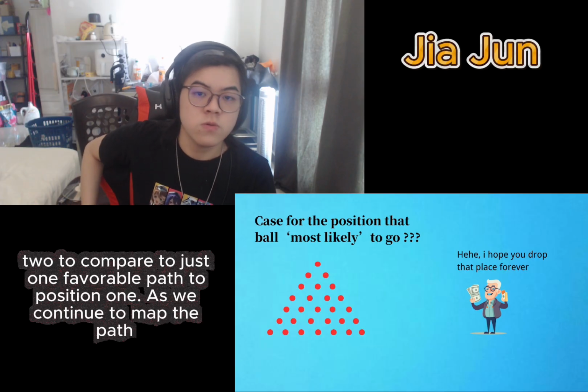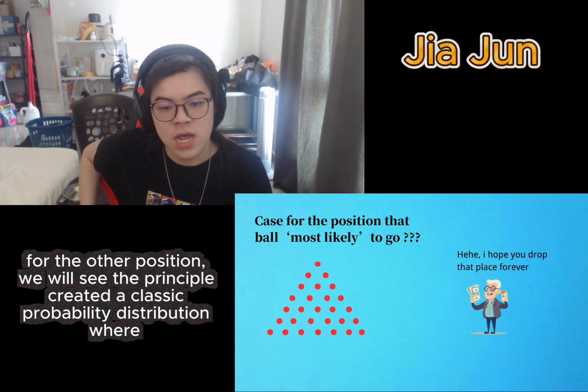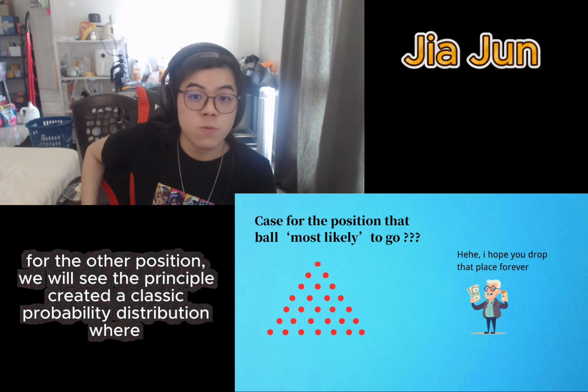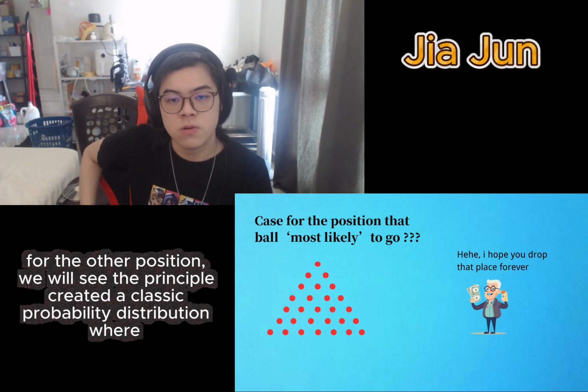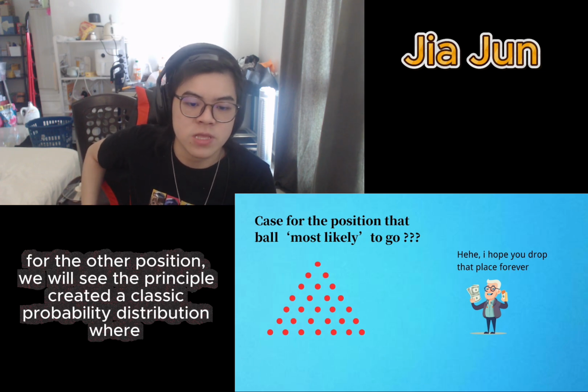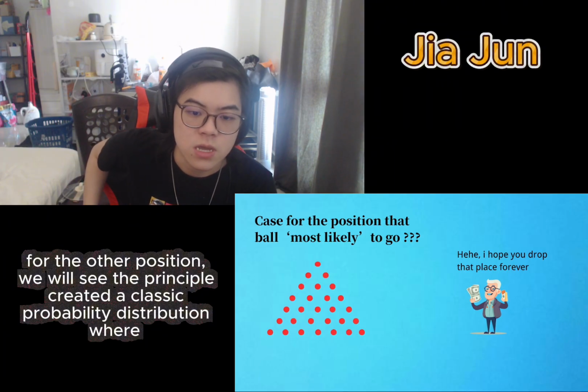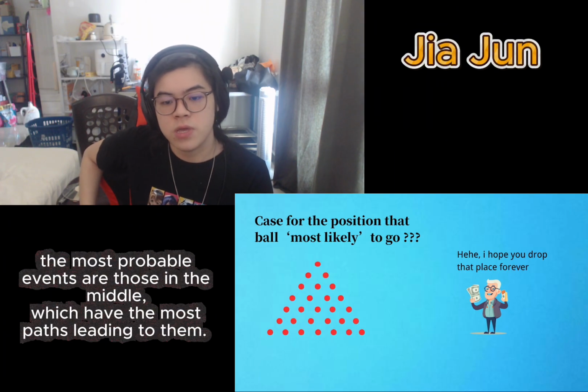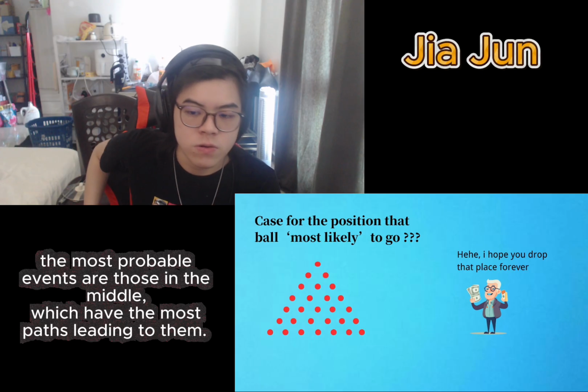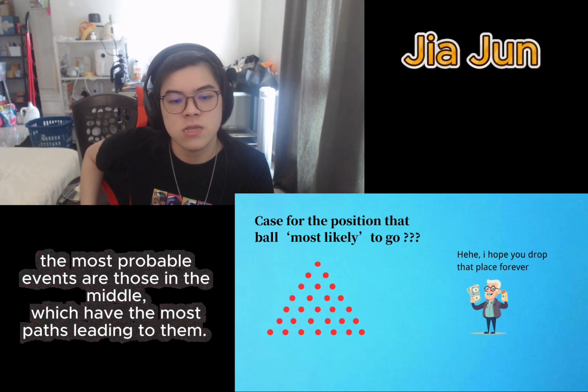As we continue to map the paths for the other positions, we will see the principle create a classic probability distribution, where the most probable events are those in the middle, with the most paths leading to them.